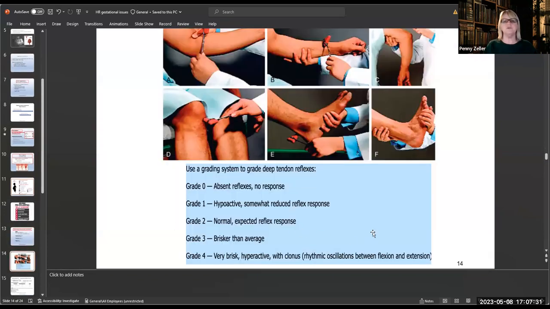So here again, these are pictures of deep tendon reflexes. So a grade 3 is brisker. So if you have a client with a grade 3, you watch them closely. Okay. And then grade 4 is, it's going to happen. She's going to have a seizure.